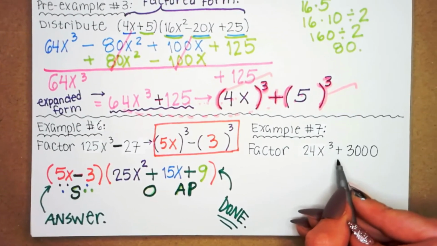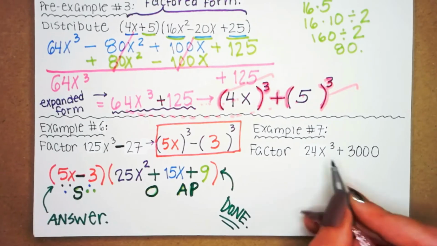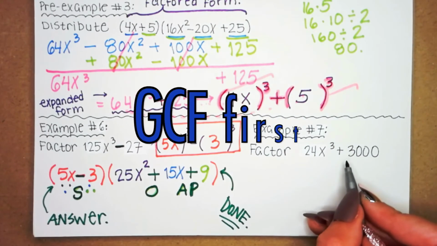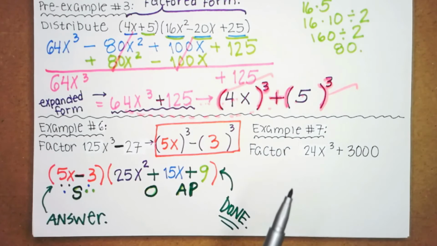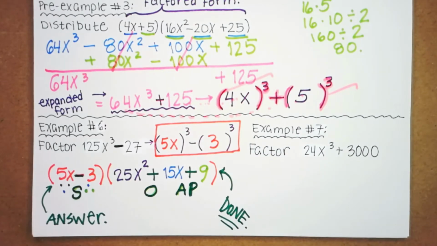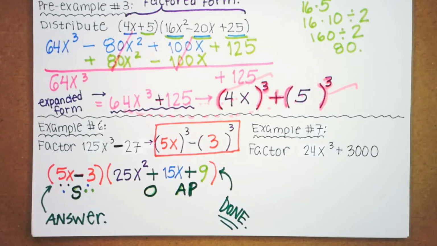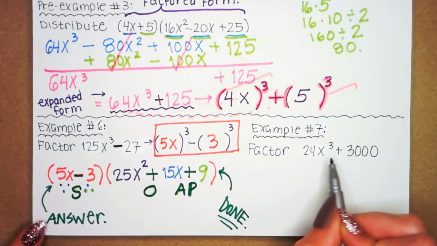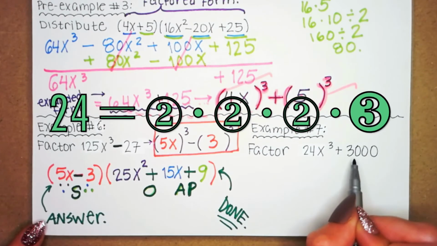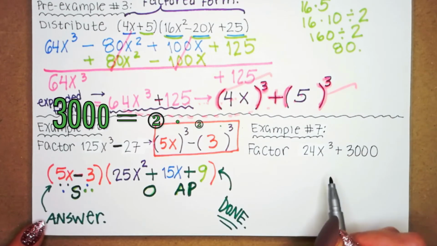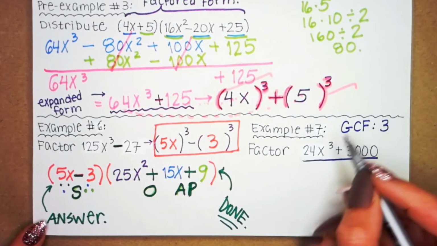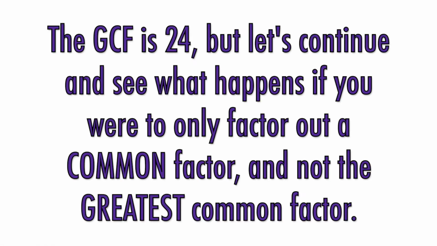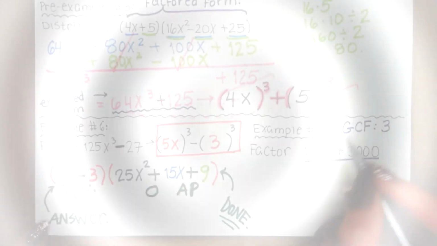This next example, however, has a little bit of an extra step. There's actually a greatest common factor I need to take out first. If you remember, after I wrote down those 5 methods, I said that you need to be able to do any combination of these methods. I'm not kidding, okay? What's the greatest common factor you can think of between 24 and 3,000? The greatest common factor is 3.